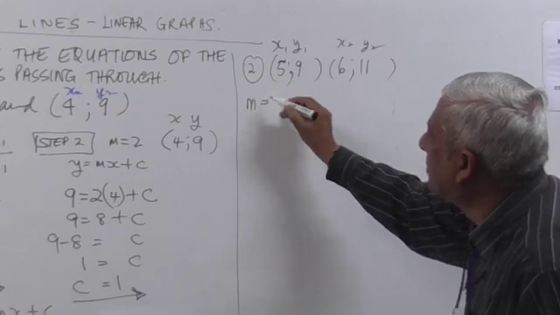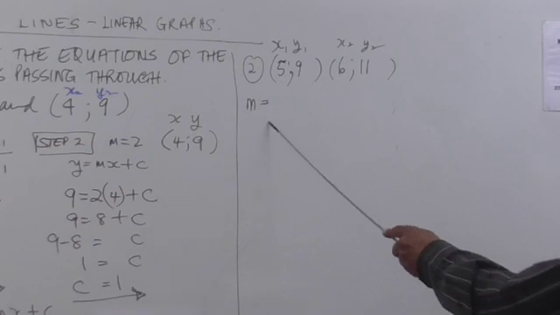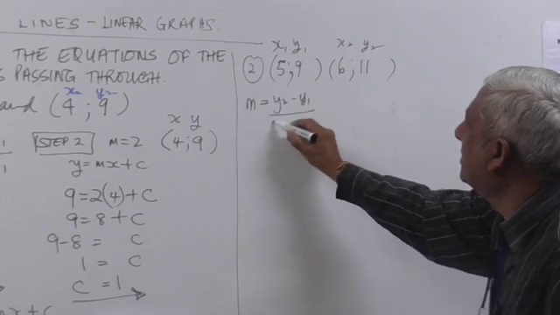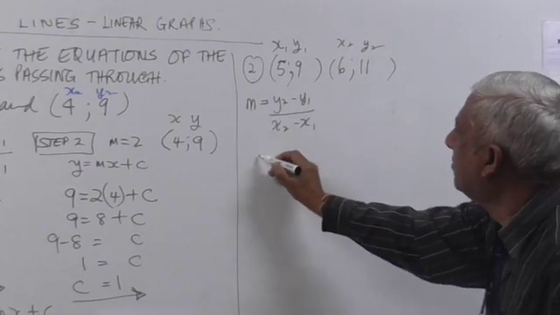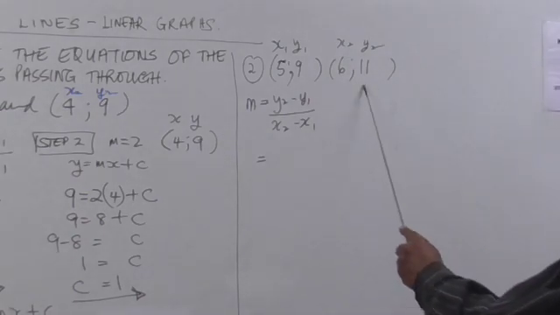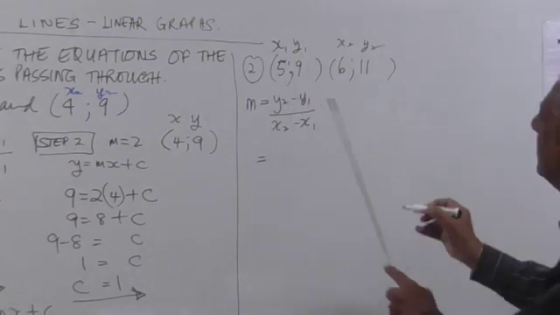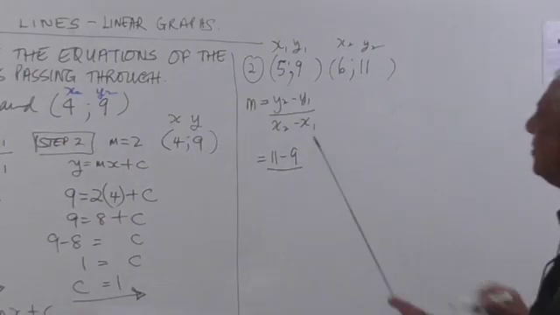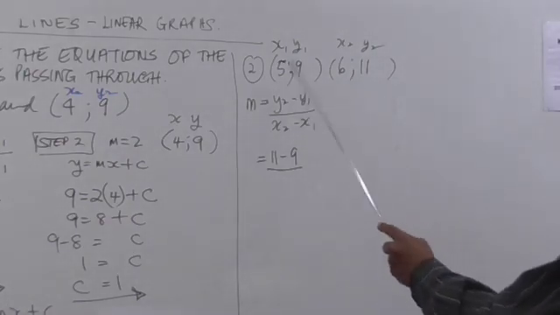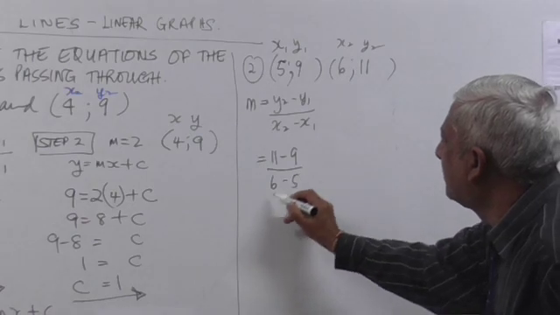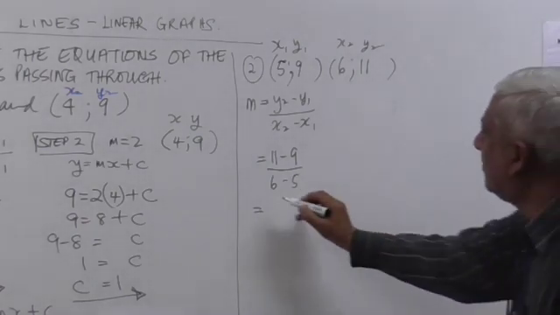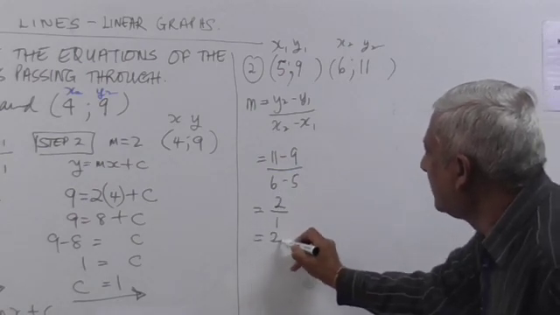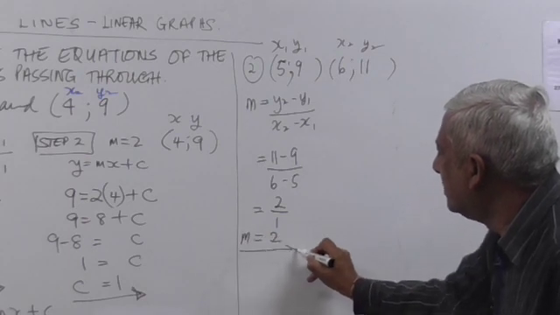So m is equal to, now I'm not going to write step 1, step 2, step 3, I'm just going to do the work. M is equal to y2 minus y1 over x2 minus x1. 11 minus 9. y2 is 11, minus y1, which is 9, over x2 is 6 minus 5. 11 minus 9 will give you 2. 6 minus 5 will give you 1. 2 over 1 is 2. So your m is 2.